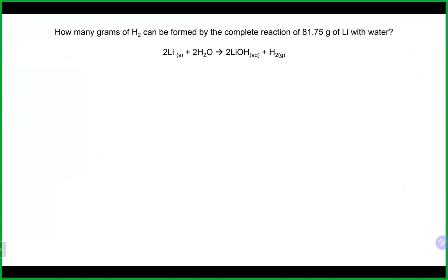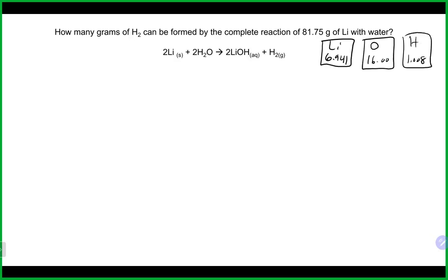Same equation. In this case, though, we want to know how many grams will we get from 81.75 grams of lithium. Let me give you some numbers that will probably be helpful. Lithium from the periodic table, 6.941, oxygen 16, and hydrogen 1.008. Again, follow the same 4 steps that we've been talking about. We want to balance the equation. We want to convert to moles. We want to do our mole to mole relationship, which is our stoichiometry.